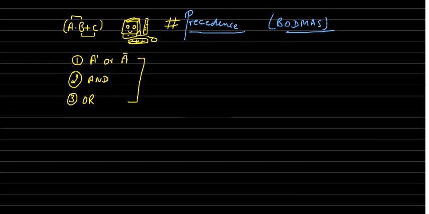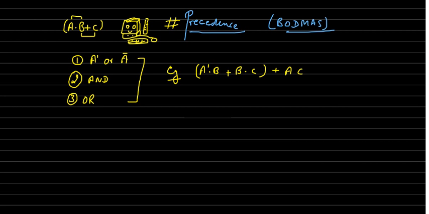Let's see an example so that we can use these things. A dash dot B plus B dot C plus A C. We need to find the complement first. So this is the complement. We solve this one first, and then the AND gate, and then the other operations.